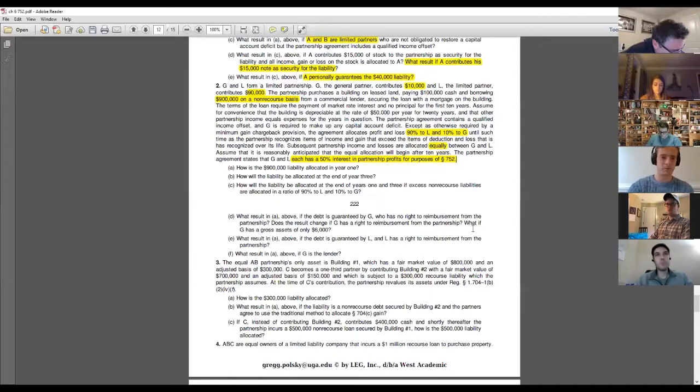What if G has a right to reimbursement? Well, that's kind of silly. It doesn't change anything because the only general partner is G, and so G would have a right of reimbursement effectively from himself, so it wouldn't change any fact pattern, any result. If G is poor, generally you don't take into account the financial solvency in these rules, so we don't have to worry about that.